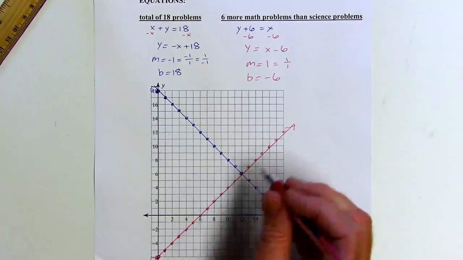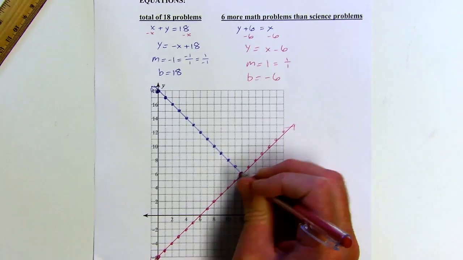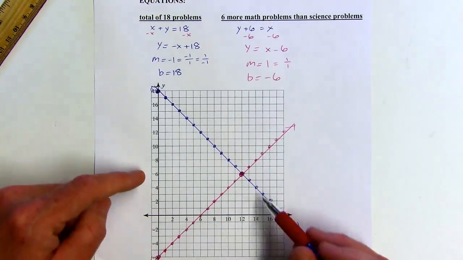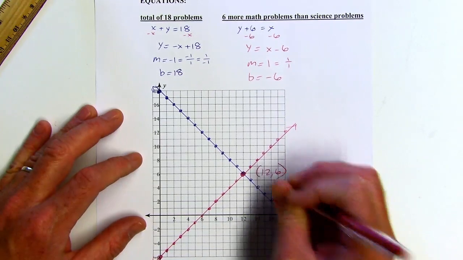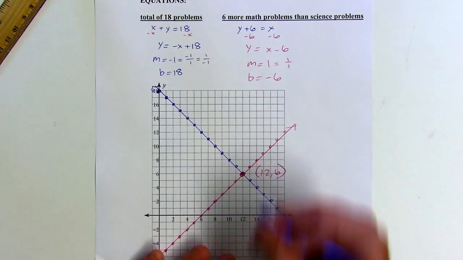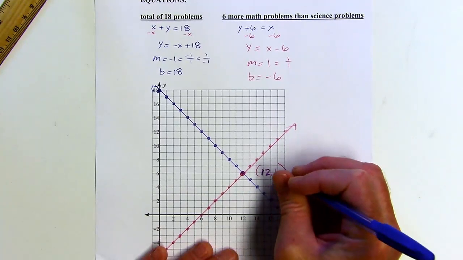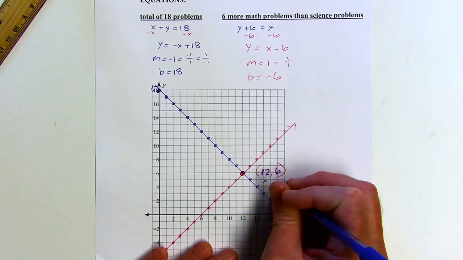Messed a little bit there, but it's good enough. Okay, so then I can see my intersection here, and then I'm just looking, what point is that? That's the point (12, 6). Okay, that's my intersection. So now I just want to interpret, well, what does that mean?